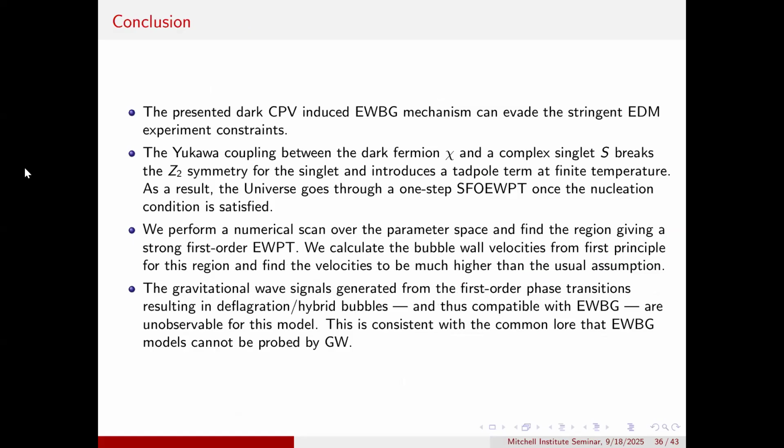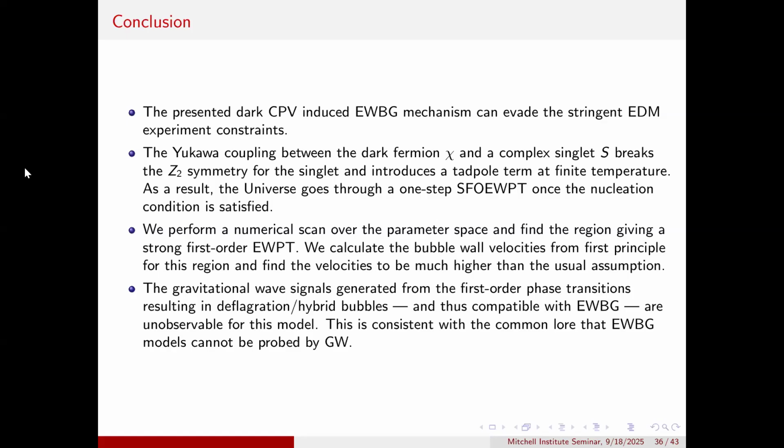And the Yukawa coupling introduced a coupling term at finite temperature that would break the Z2 symmetry for the singlet. Therefore, the universe goes through a one-step phase transition instead of the common two-step phase transition. And we do numerical calculation, and we found the region giving us strong first order phase transition.